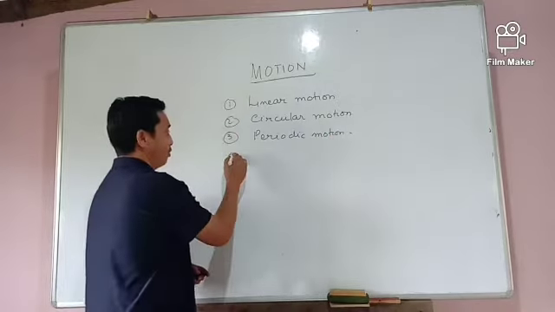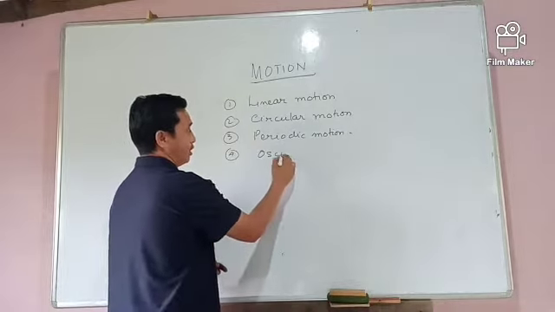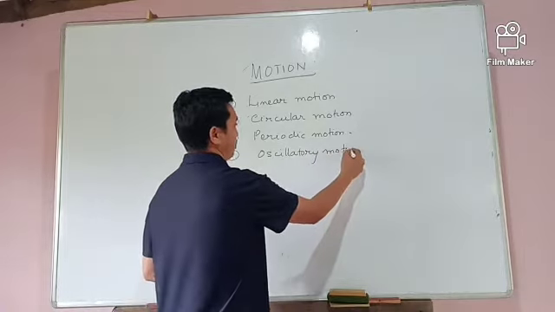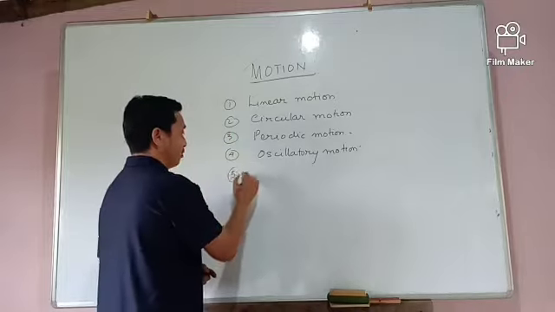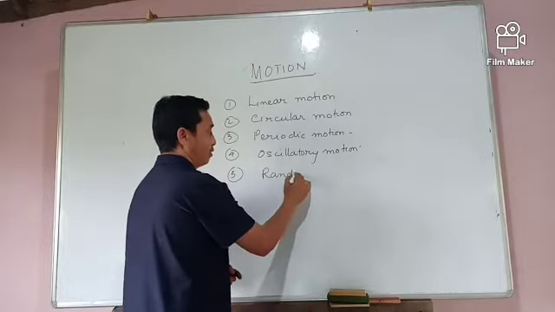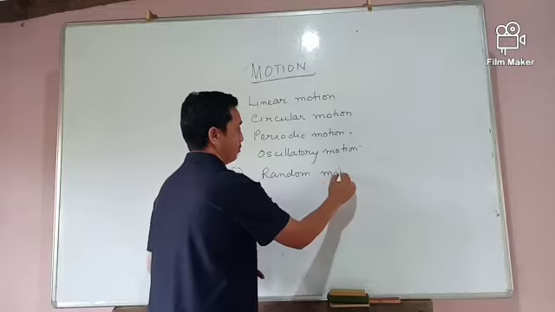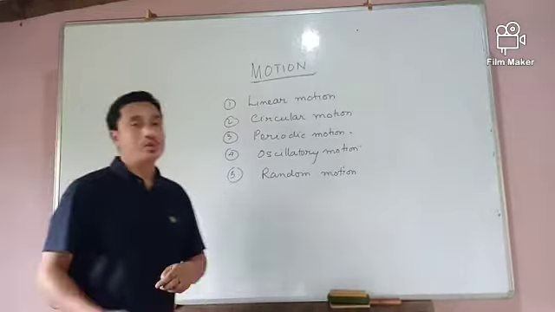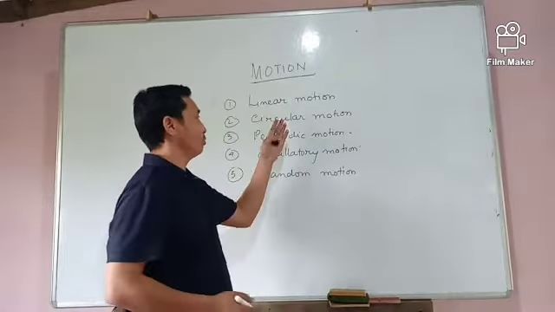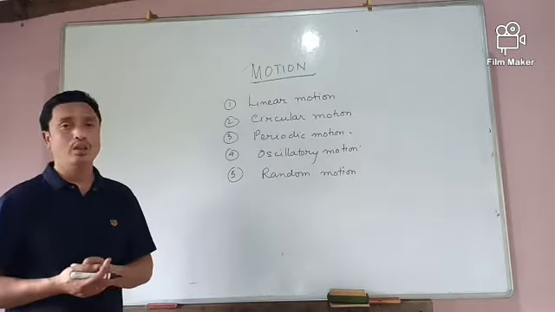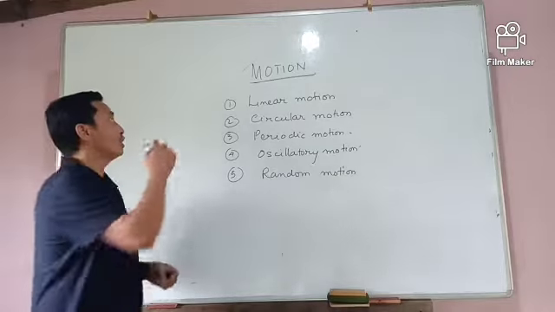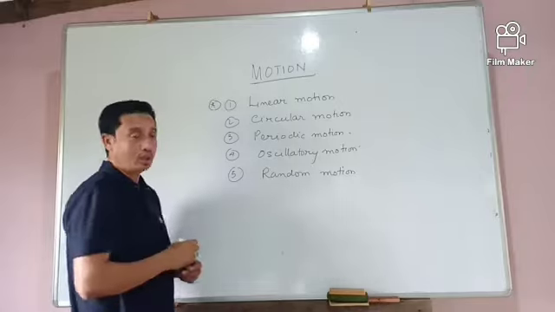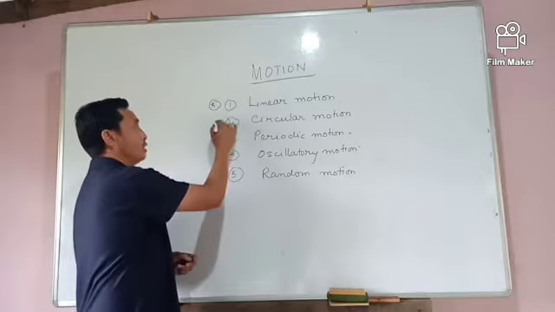Number 4, oscillatory motion. And number 5, random motion. So you get the 5 common types of motion, that is linear motion, circular motion, periodic motion, oscillatory motion, and the random motion. Okay, in your chapter we are going to deal with the most important one, called linear motion, and some part of the circular motion.